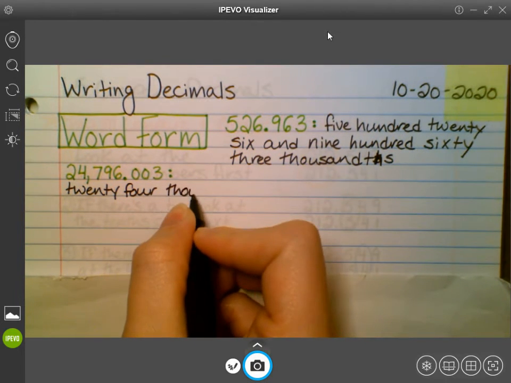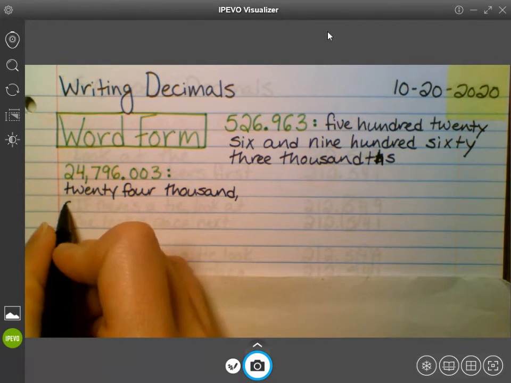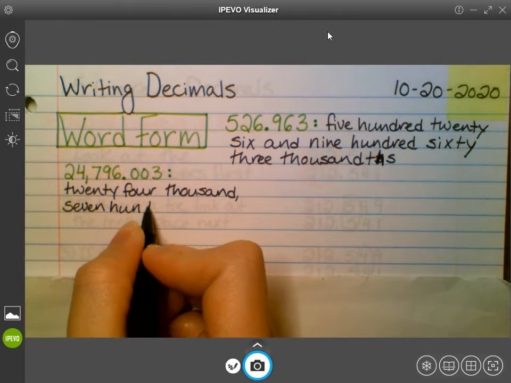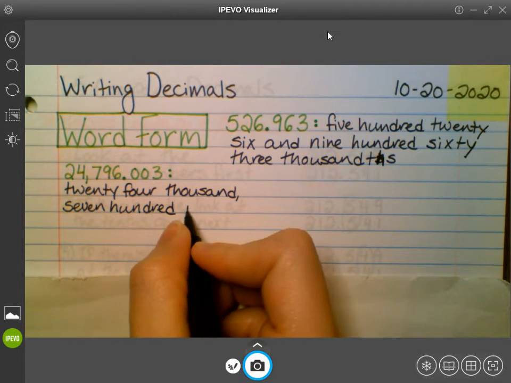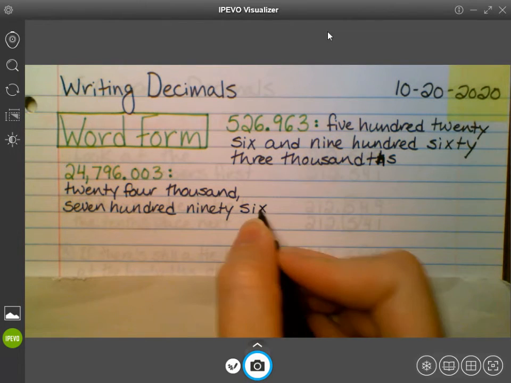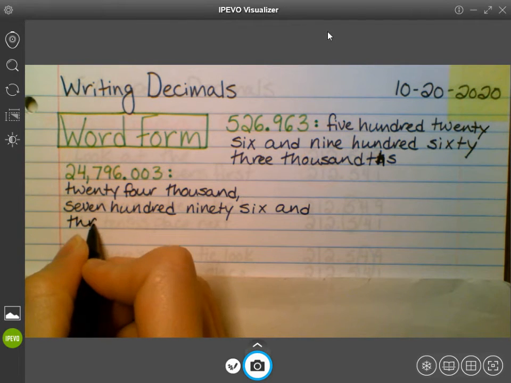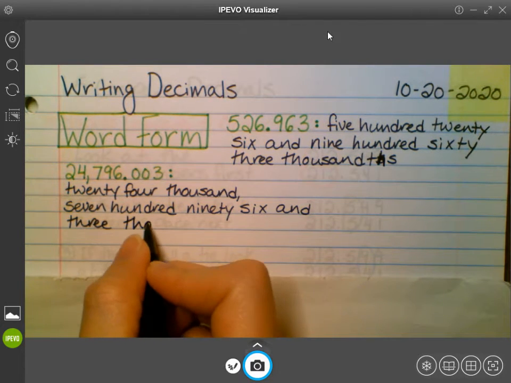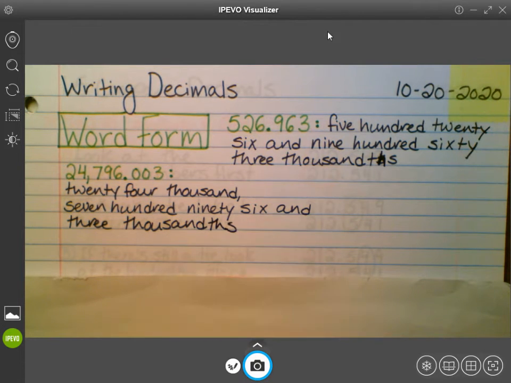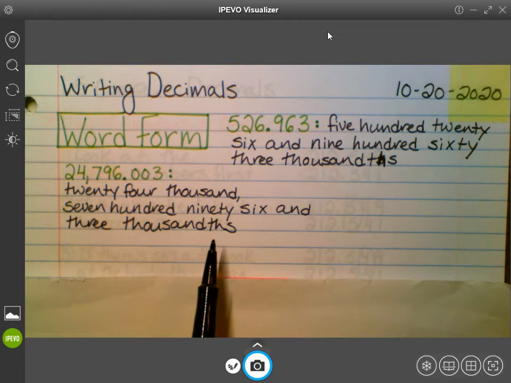24,000 796 and 3 thousandths. And again, you are double checking to make sure when you wrote thousandths, you added that THS onto the end.